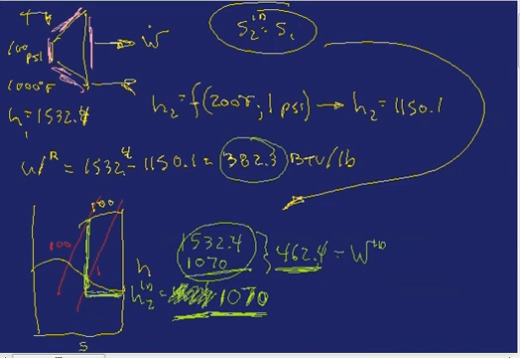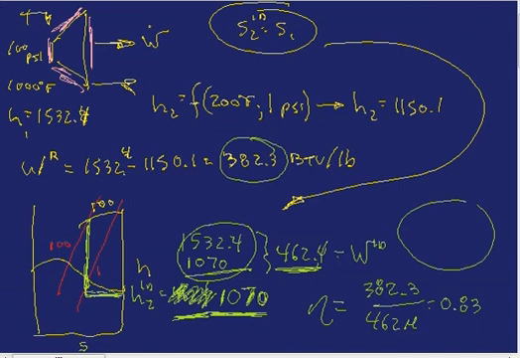So the efficiency is simply the real work, 382.3, divided by the ideal work, 462.4, and that comes out to 0.83. So compared to isentropic operation, your efficiency was 83%.